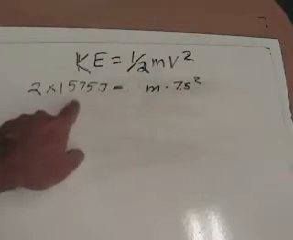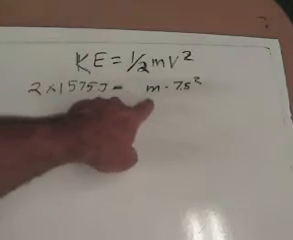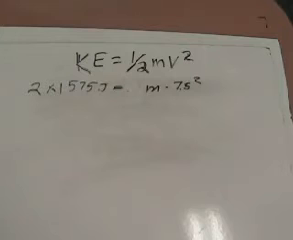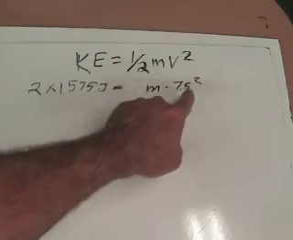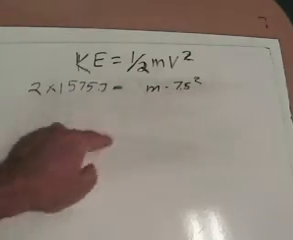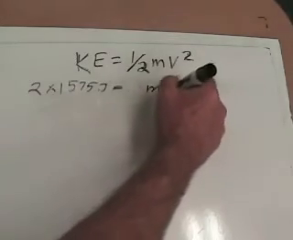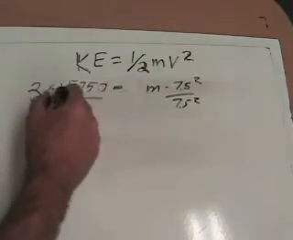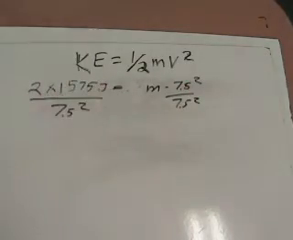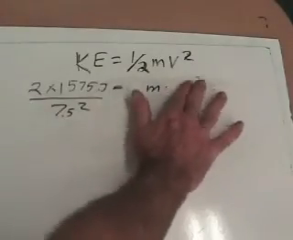So now I have 2 times 1575 joules equals m times 7.5 squared. Well, I don't want to multiply mass by 7.5 squared, so I'm going to divide both sides by 7.5 squared. If I divide both sides by 7.5 squared, then I'm left with simply mass.